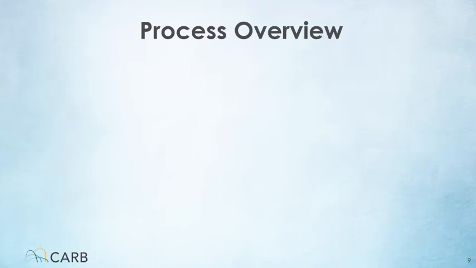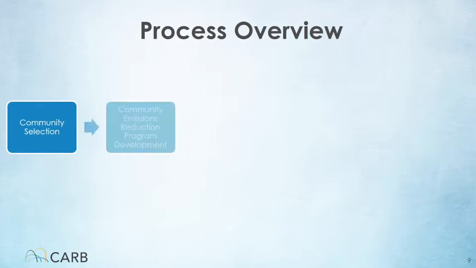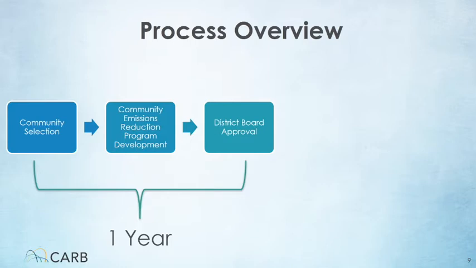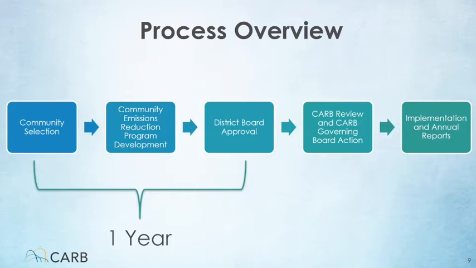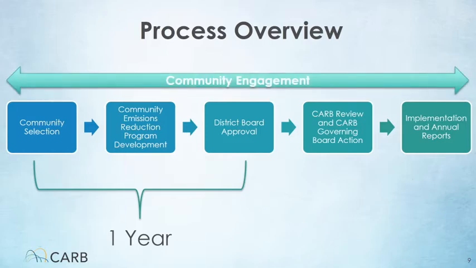AB 617 established deadlines for the emission reduction program process, which starts with community selection. After a community is selected, it starts a one-year clock for air districts to work with communities to develop the emission reduction program and have it approved by the applicable air district board. Once the district board approves the plan, it gets sent to CARB for review and board action. Implementation will be ongoing throughout the process with annual updates to track progress. And each step involves community engagement and a public process.